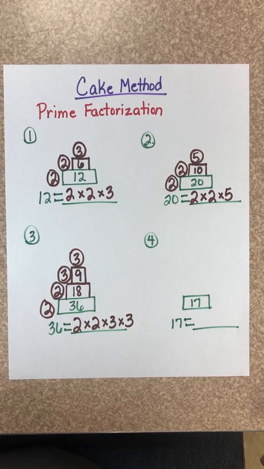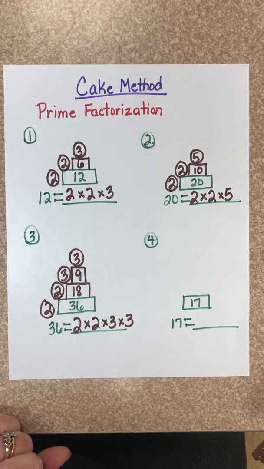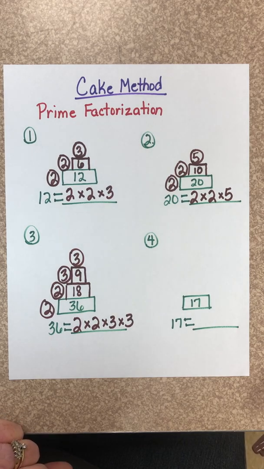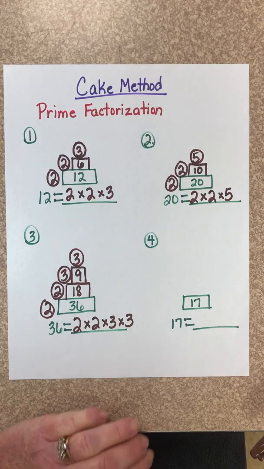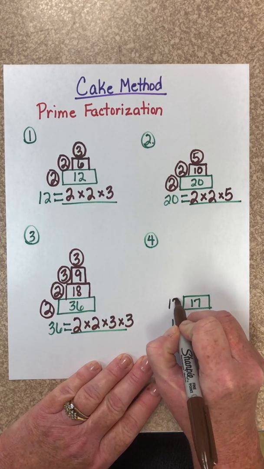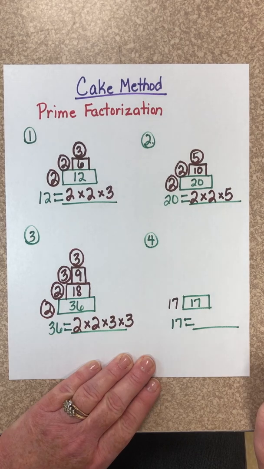Now let's look at the fourth example, that's 17. We need to think about the smallest prime number that would be in 17. Can we use 1? No, we can't use 1 because 1 is not considered to be a prime number. 1 is used as a factor in all numbers. So what would be the smallest prime number? Well, in this case, it is 17. 17 times what? 1. Well, 1 is the smallest number we can use here.